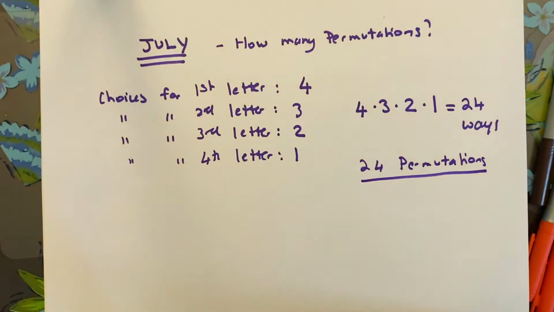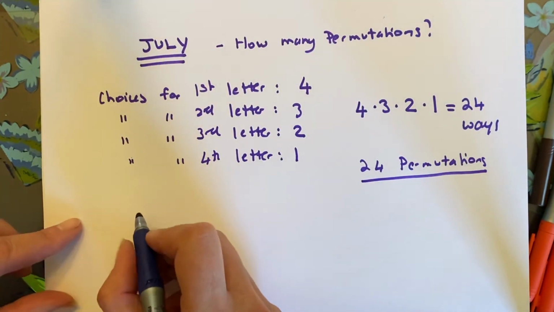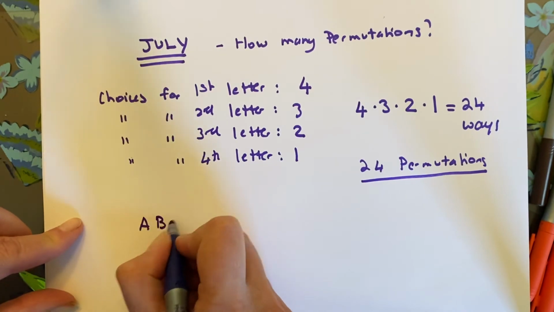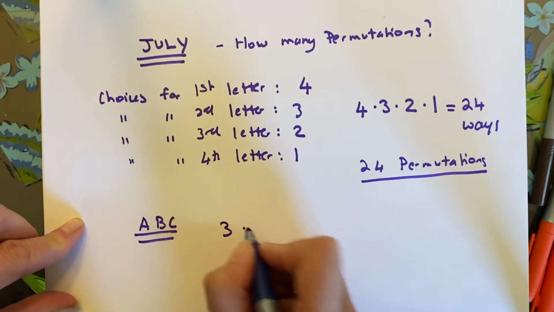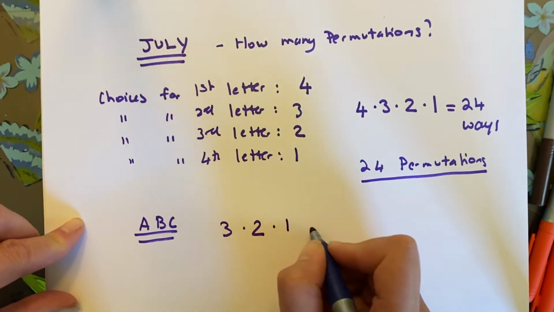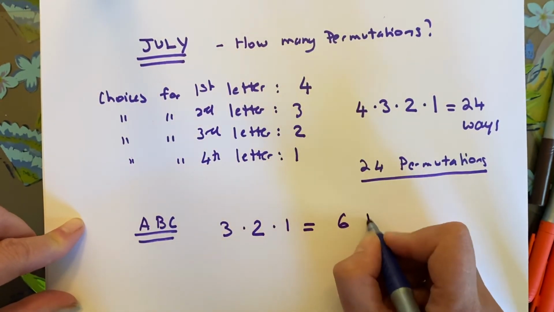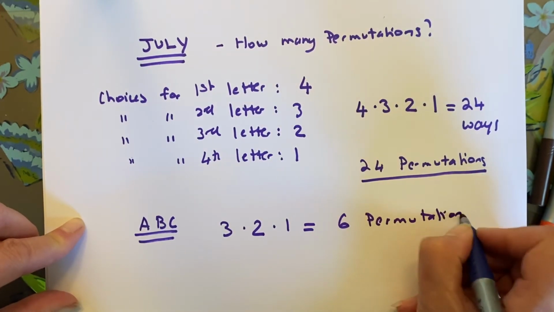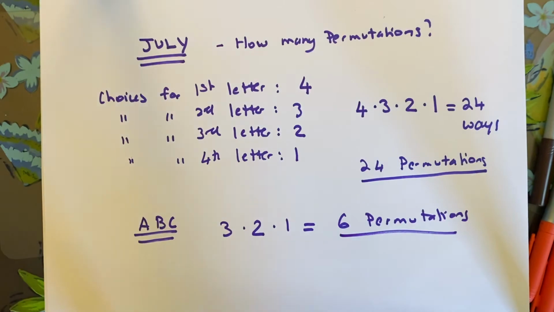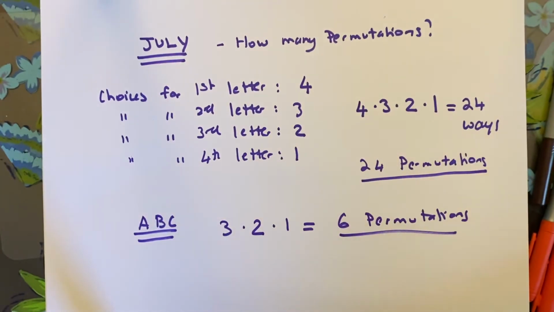Okay? If we had done the letters A, B, C, I would have 3 for the first letter, and 2 for the second letter, and 1 for the third letter, 6. And we just did that, right? We just did those choices, and we saw there were exactly 6 permutations. So that was just example 1 in 13.2.